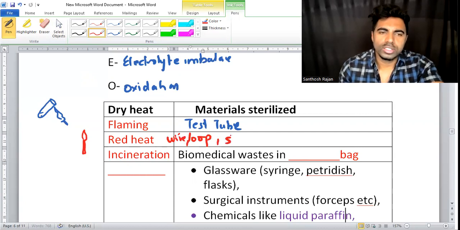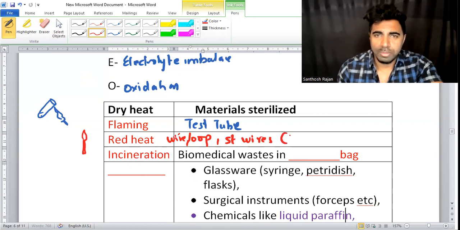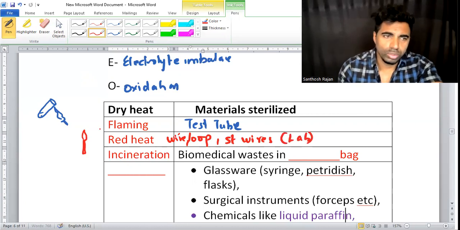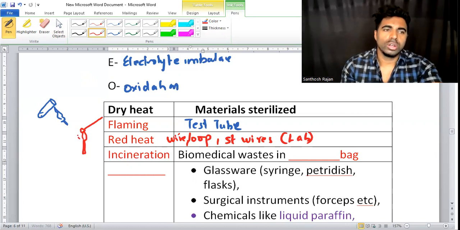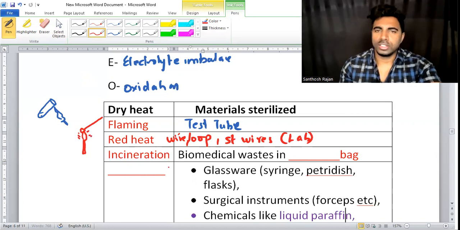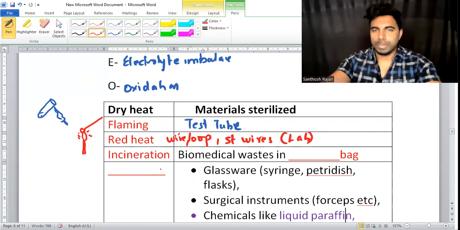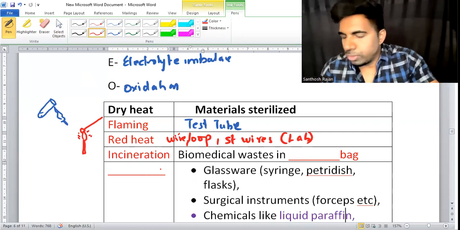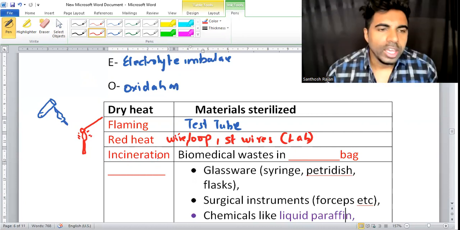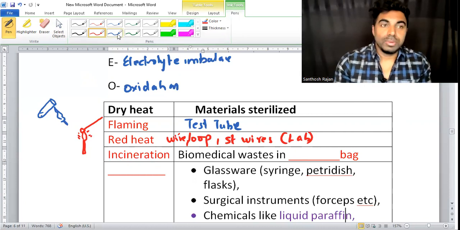And straight wires, usually in the microbiology lab. You pass the loop over the flame until red hot, so that it gets sterilized and you can use it for other samples. Whenever you're changing the sample, you have to use red heat. Incineration means burning, you're burning all the material at a very high temperature.